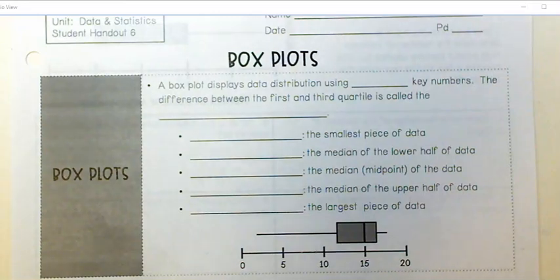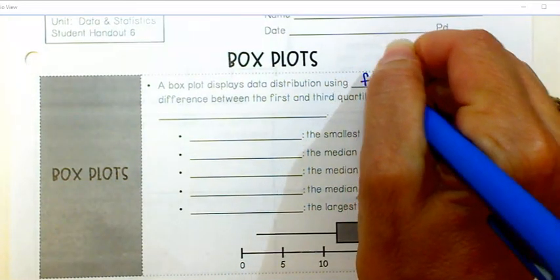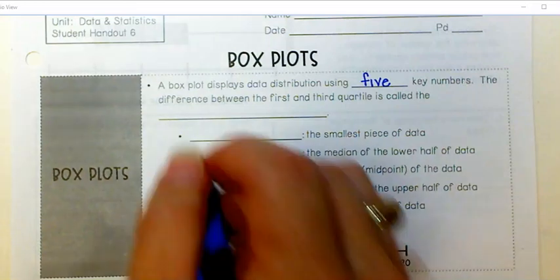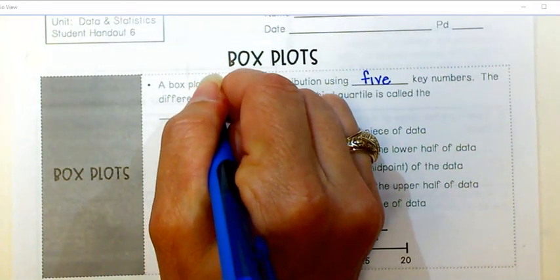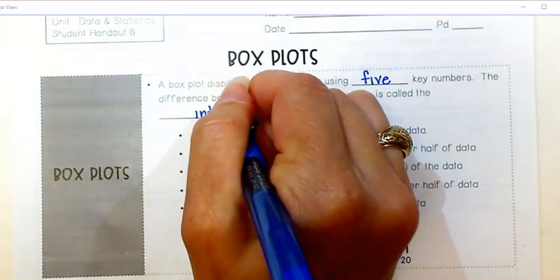So a box plot displays data distribution using 5 key numbers. The difference between the first and third quartile is called the interquartile range. This is something you've probably heard before.